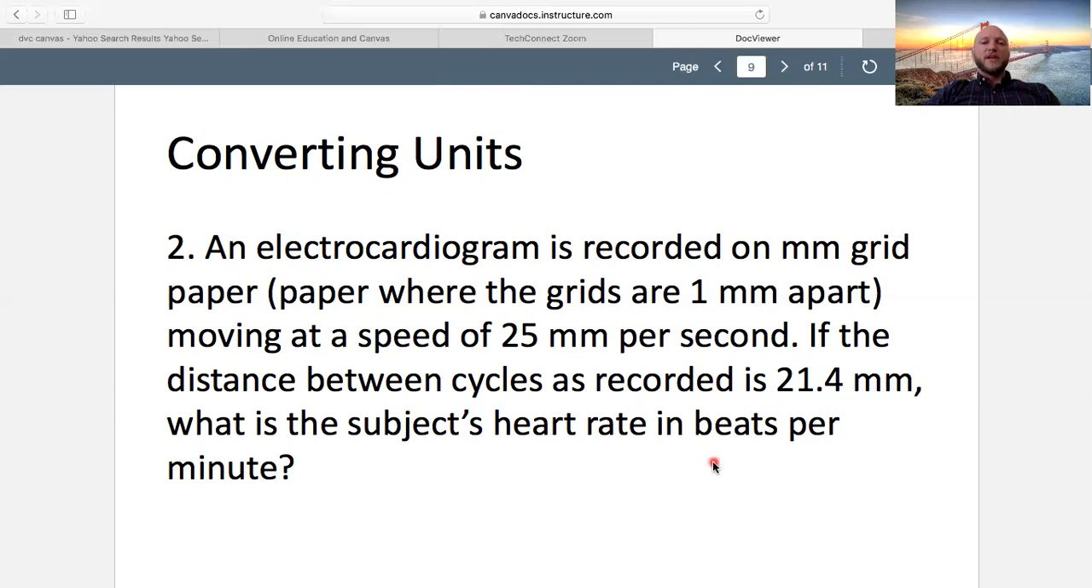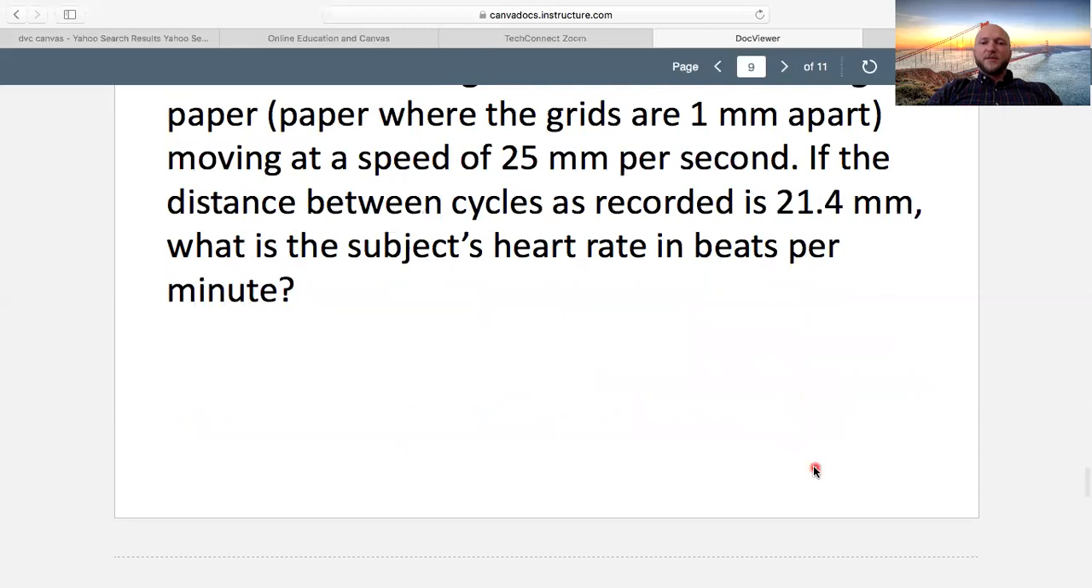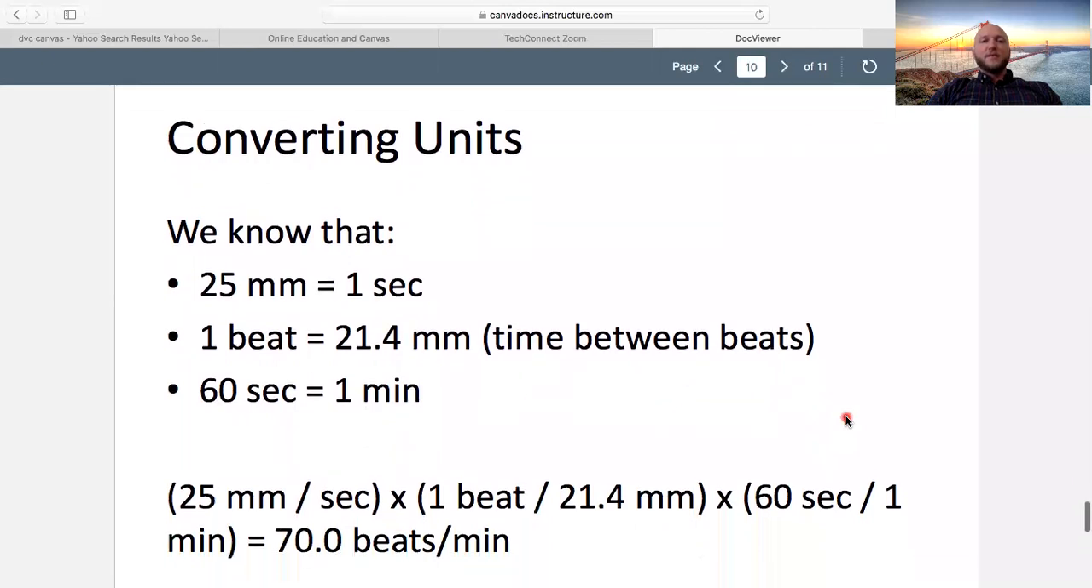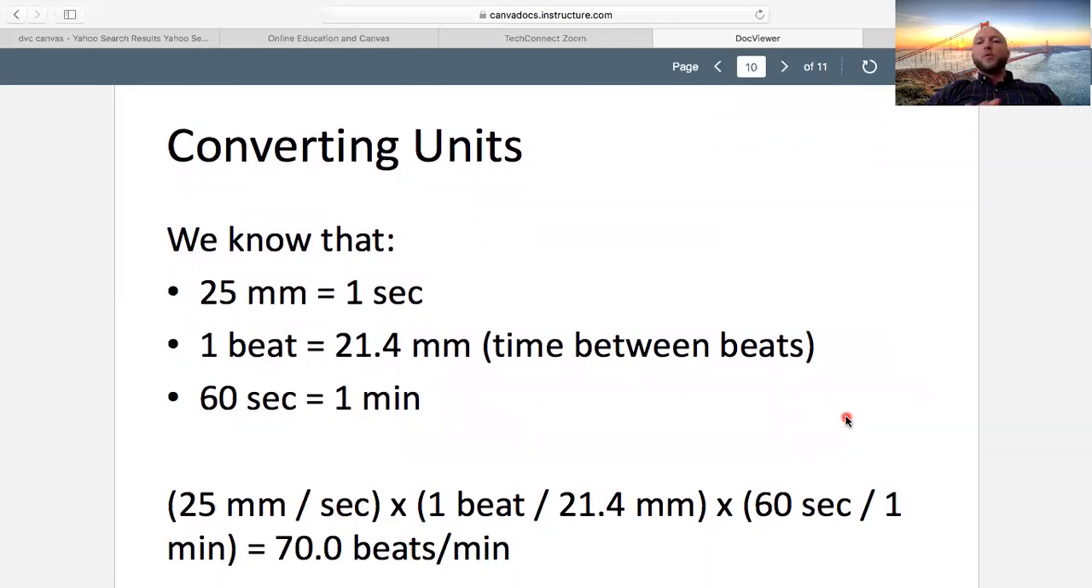What is the subject's heart rate in beats per minute? So this is a very similar problem to our last one, actually. We're going to be setting up ratios. The best way to start out, though, is to write down what we know. So what do we know? We know that for every 1 second, there's 25 millimeters that pass. We know that there's 60 seconds in 1 minute. We want to get to beats per minute. We know that for every 1 heartbeat, there's 21.4 millimeters of time between the beats.